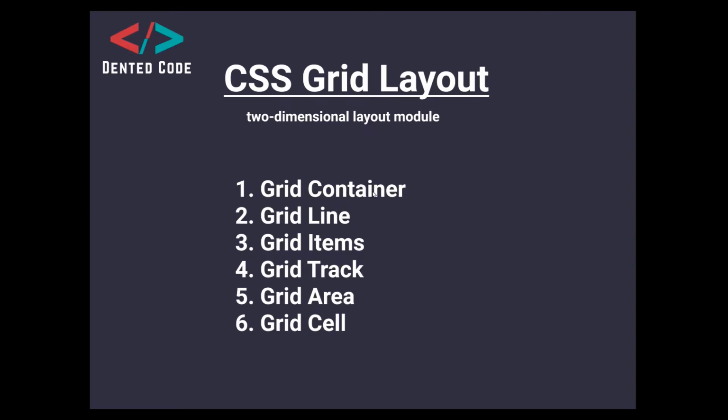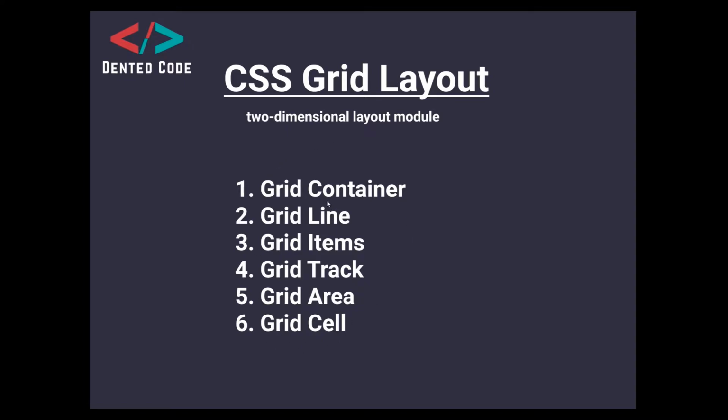Let's go through the slides. Here I created slides just to give you brief knowledge about CSS grid before we dive into the code editor. So as you probably already heard, CSS grid layout, or if you haven't heard, it is a 2-dimensional layout model. And to understand CSS grid, there are about 6 terminologies you want to familiarize yourself with. The first one is grid container, and then grid line, grid item, grid tracks, grid area, and grid cell.